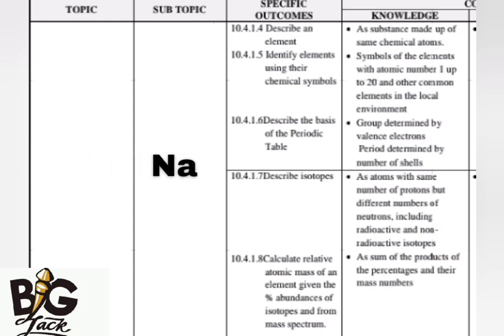Apart from that one, they are going to ask you to describe the basis of the periodic table. If they ask you to describe the basis of the periodic table, they are going to ask you to determine the periods. So when you go on the periodic table, horizontally determines the period in which an element is found. Elements which are in period 1 have the same number of shells.